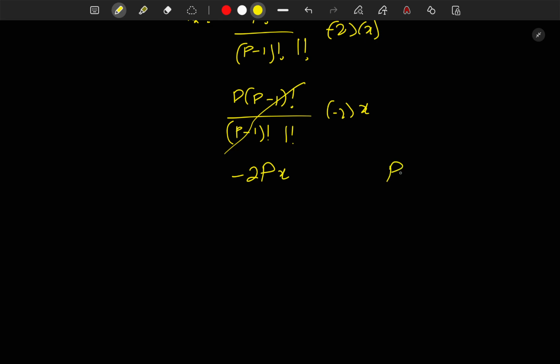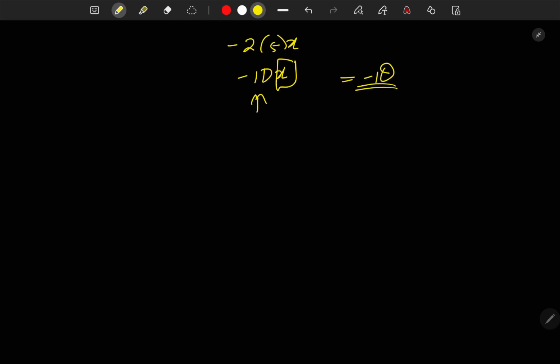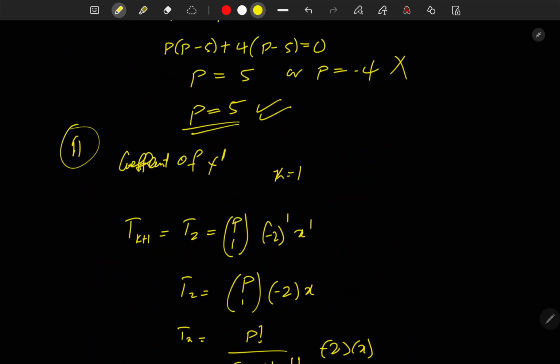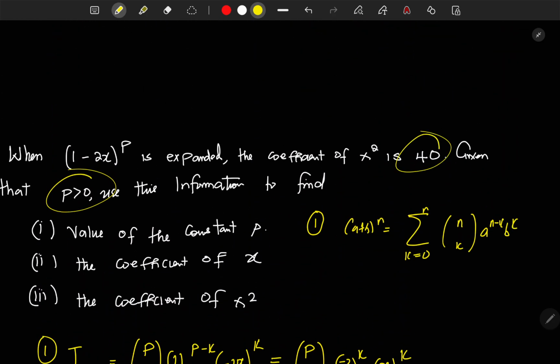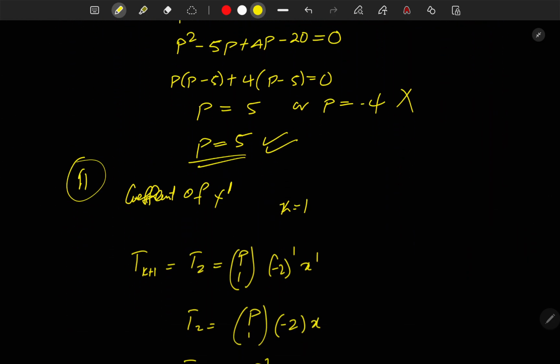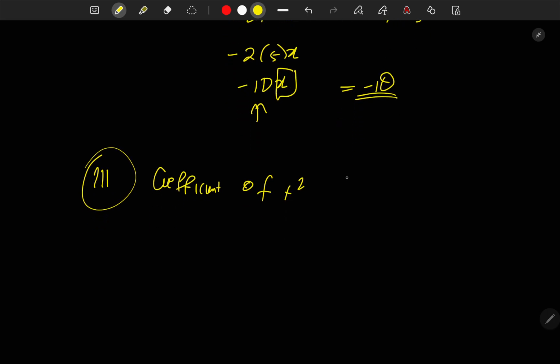Now we found that p was 5. So it becomes negative 2 times 5, then x. This becomes negative 10x. We're only interested in the coefficient, which is 10, so the answer here is negative 10. Then part 3 says the coefficient of x squared. Well, the coefficient of x squared has been given already. It's 40. You didn't even have to go anywhere. It's just 40. Just write 40 there.